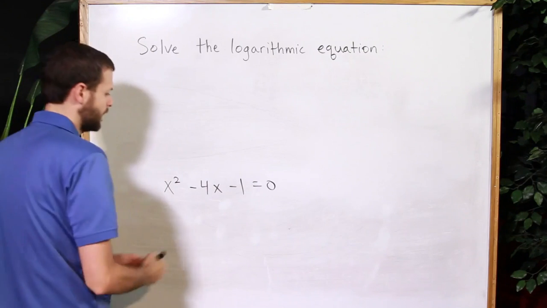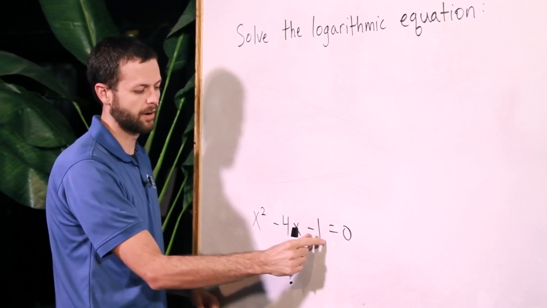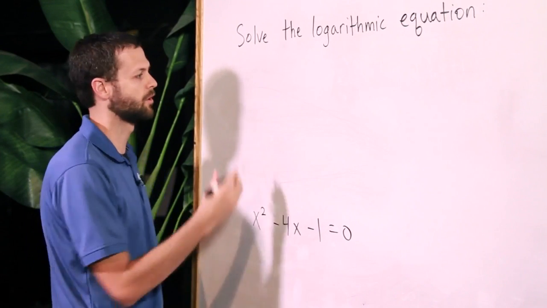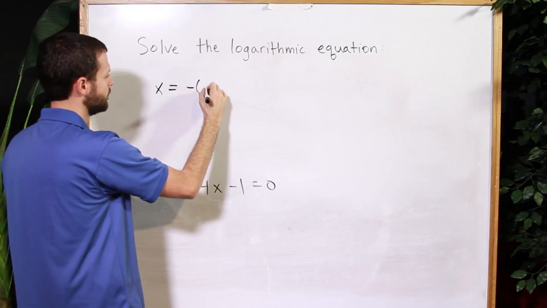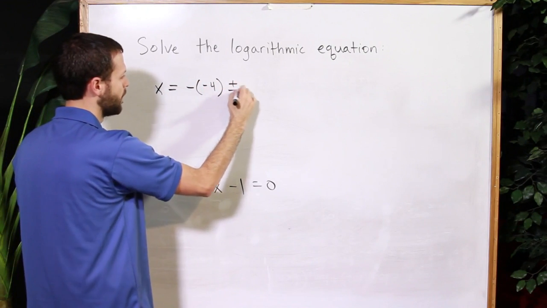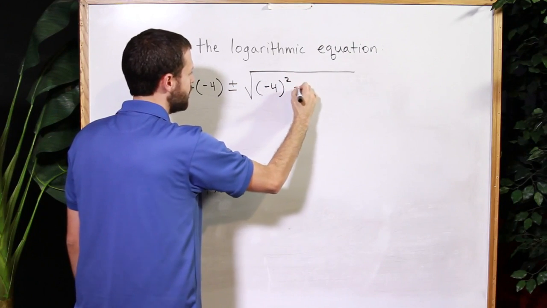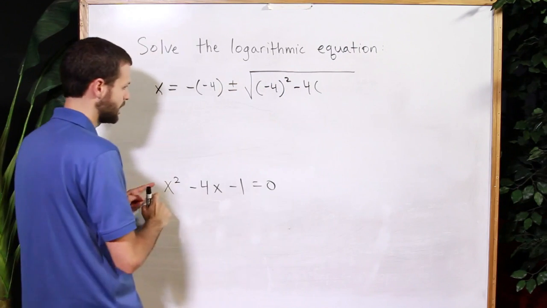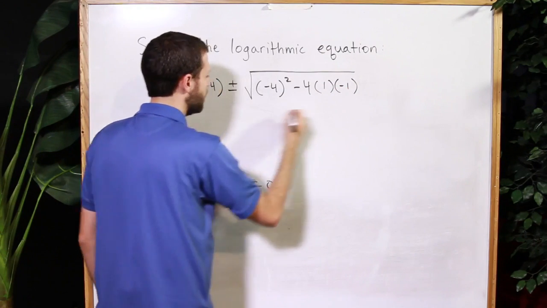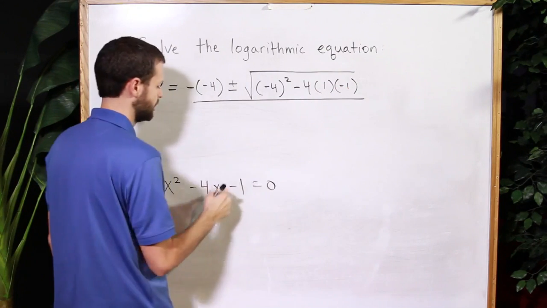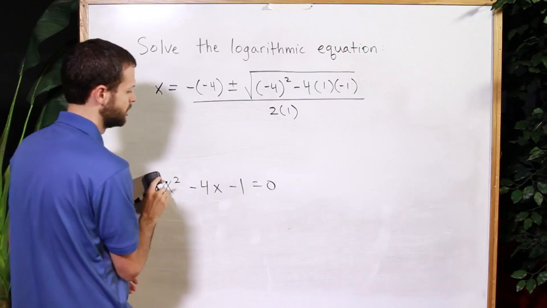Notice that A is 1, B is minus 4, and C is minus 1 if I'm going to use the quadratic formula. So I have x is equal to negative of negative 4 plus or minus the square root of minus 4 squared minus 4 times A, which we said was 1, times C, which we said was minus 1, all over 2A. So 2 times 1.